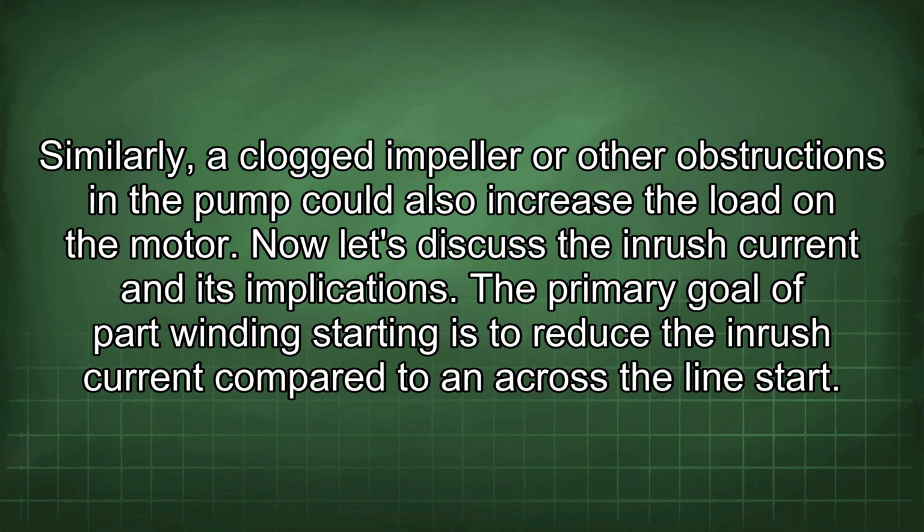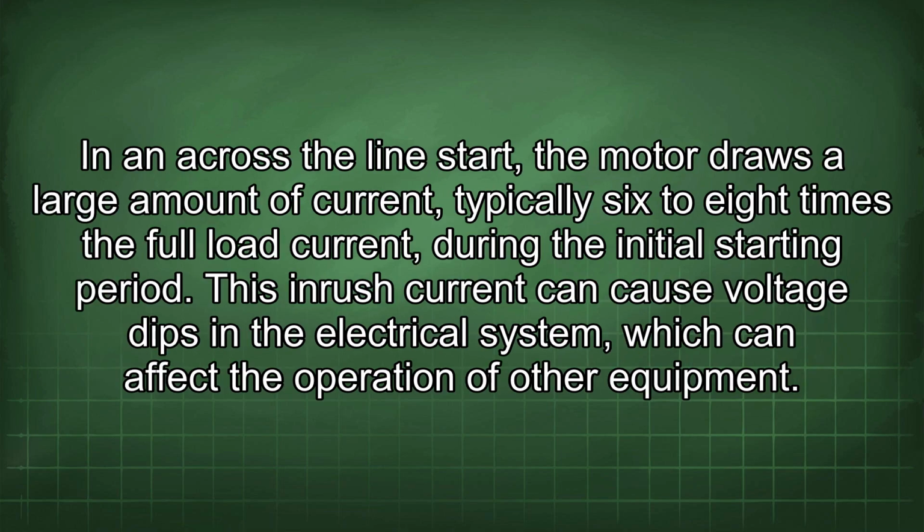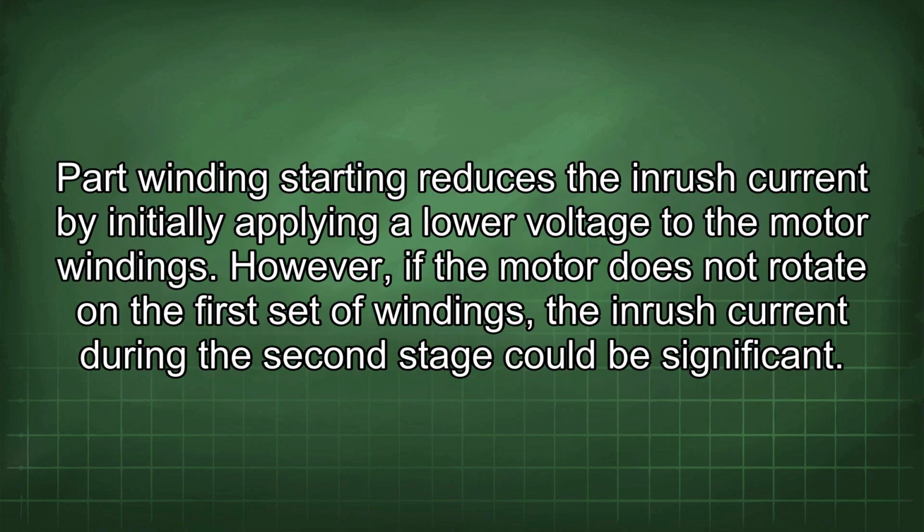The primary goal of part winding starting is to reduce the inrush current compared to an across-the-line start. In an across-the-line start, the motor draws a large amount of current, typically 6 to 8 times the full load current, during the initial starting period. This inrush current can cause voltage dips in the electrical system, which can affect the operation of other equipment. Part winding starting reduces the inrush current by initially applying a lower voltage to the motor windings.